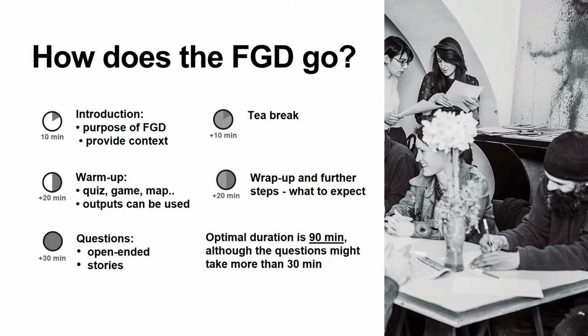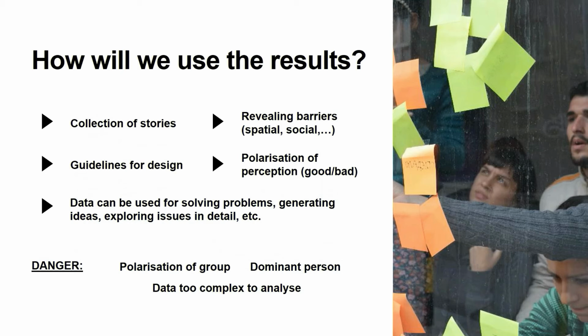The optimal duration of a focus group discussion is 90 minutes, but it can take longer. It is important to have some structure in advance, but it is also very important to be open to improvisation and allow participants to stretch out the schedule if that is necessary. We need to think in advance how we will use the results. This will help us to know how to ask the questions, but also how to design the interaction, which tools we will use, which platforms, which methods, etc.